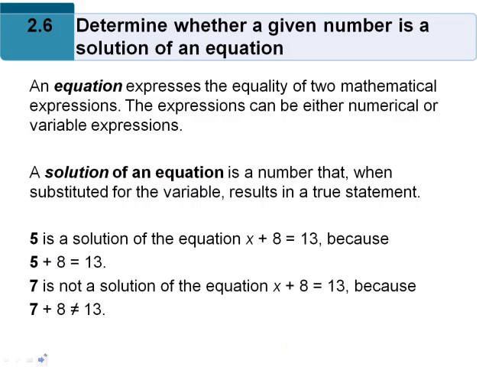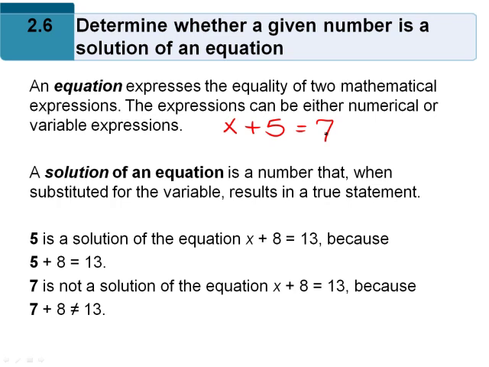So first of all, you need to know a couple of definitions. An equation just shows the equality of two mathematical expressions. The expressions can be either numerical or variable expressions. An example of an equation would be something like x plus 5 equals 7. That's an equation. And the difference between an expression and an equation is very important.